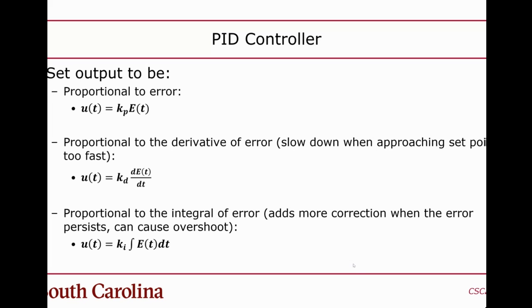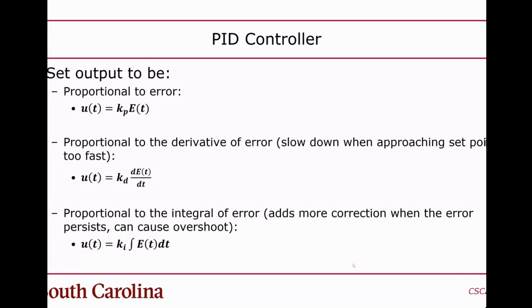So the proportional is a term where you take the error, you multiply it by a constant Kp, and then you add that into the output of the controller. There's a derivative, which is another constant, Kd. You multiply that against the derivative of the error, and this allows you to slow down when you're approaching the set point too fast, essentially.